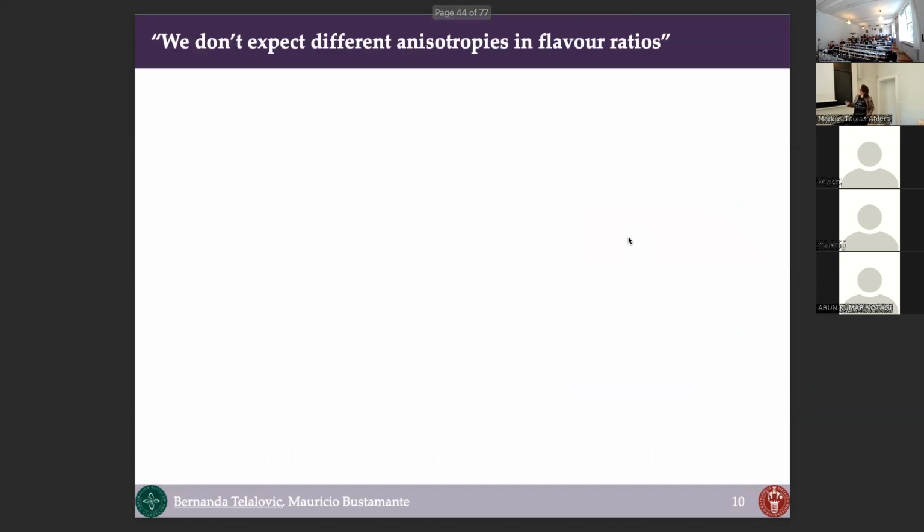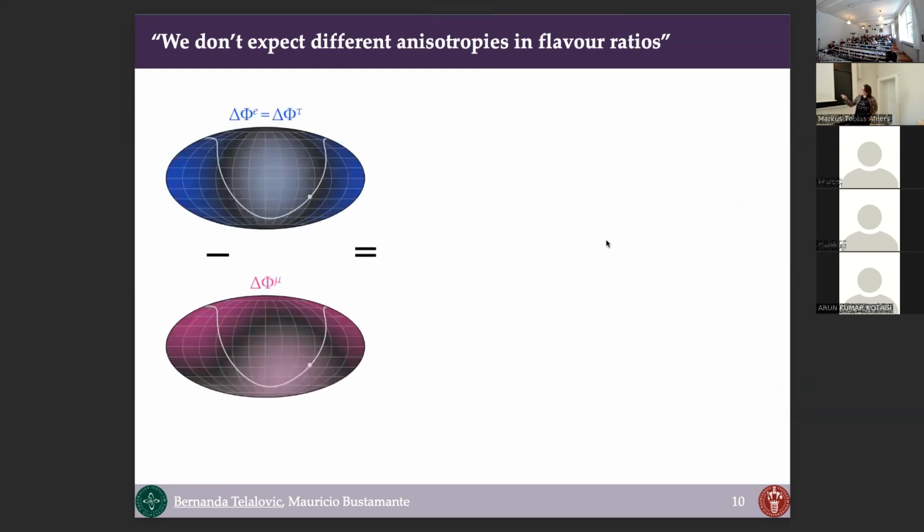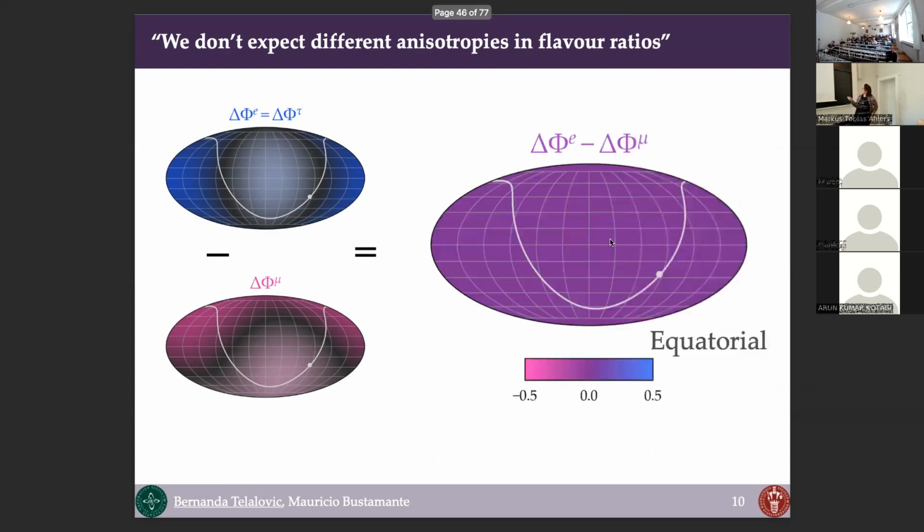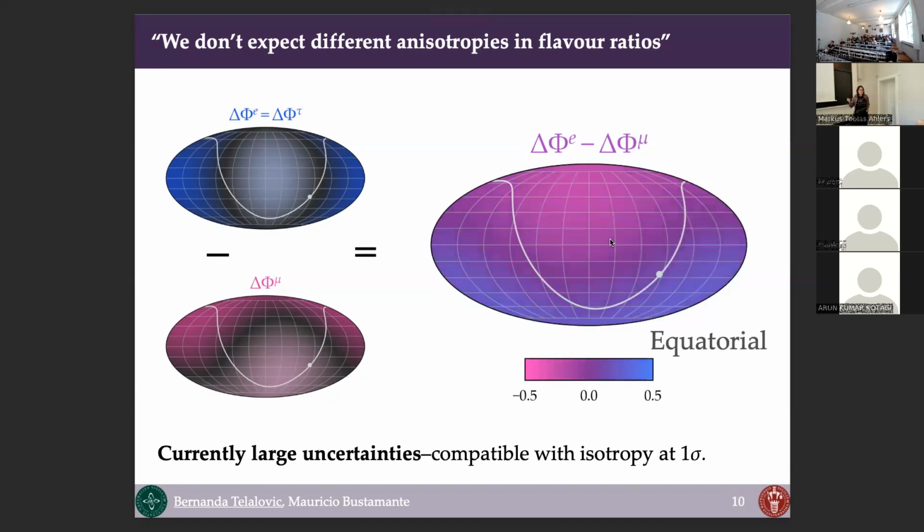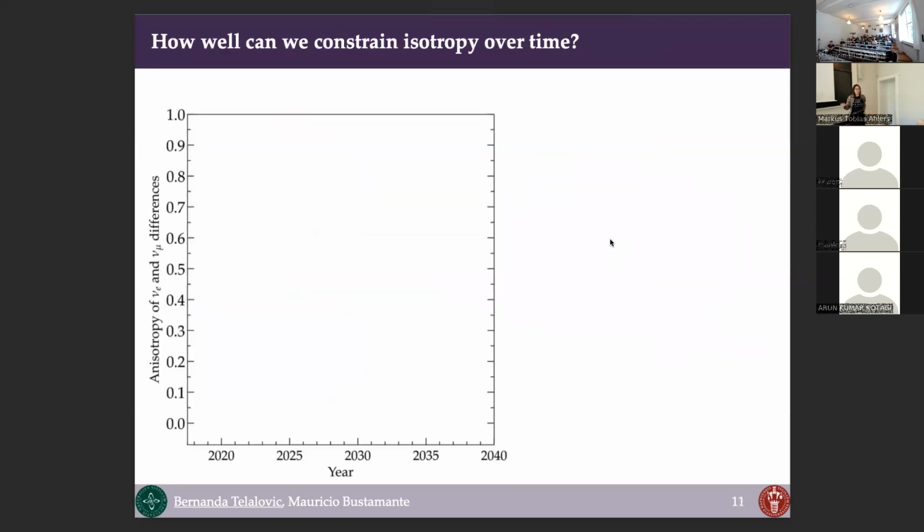To come back to that sentence of we don't expect different anisotropies in the flavor ratios, that means that we actually expect the differences between these two maps to be completely isotropic. So we can define a new quantity just by taking their difference. And in the standard picture, again, it would look exactly like this. And this is the best fit. Again, compatible with isotropy at 1 sigma. But we want to see, because this is the best avenue into looking at these new physics effects, how well can we constrain this parameter? So how well can we constrain this anisotropy over time?